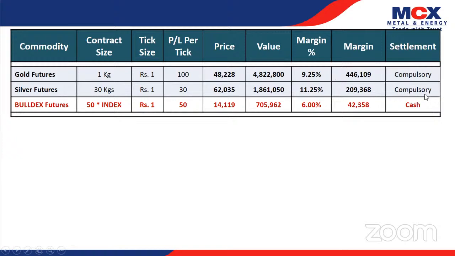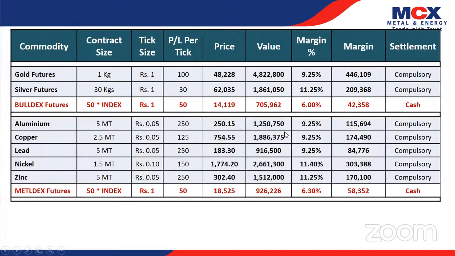Plus these are compulsory delivery products on expiry, whereas the index value was 14,119, multiplied by 50 trading units. So the contract size is very small as compared to 48 lakh and 18 lakh, which total maybe 64 to 66 lakhs. But here it is only a 7 lakh contract. And you just see the margin. Since they are a rich, diverse product, margin is only 6% of the total value, which comes to around 42,000. And the main part is they are all cash settled on expiry. So when I say it is a retail oriented product, it shows here.